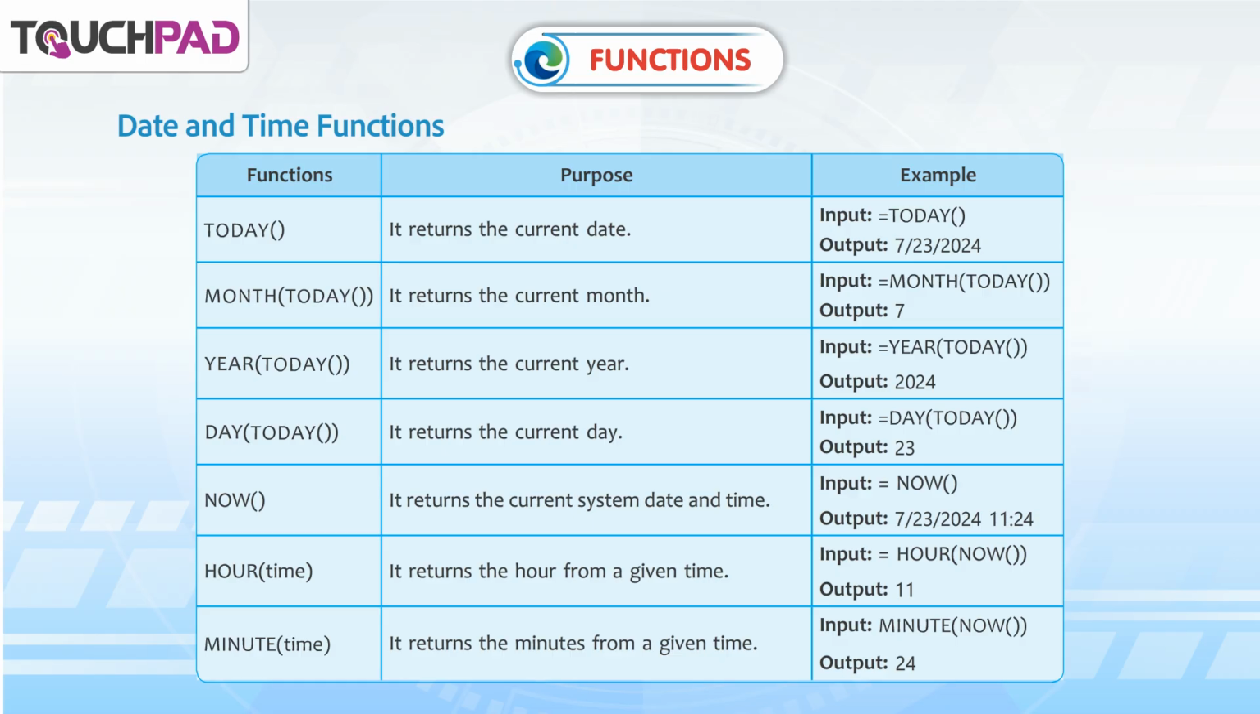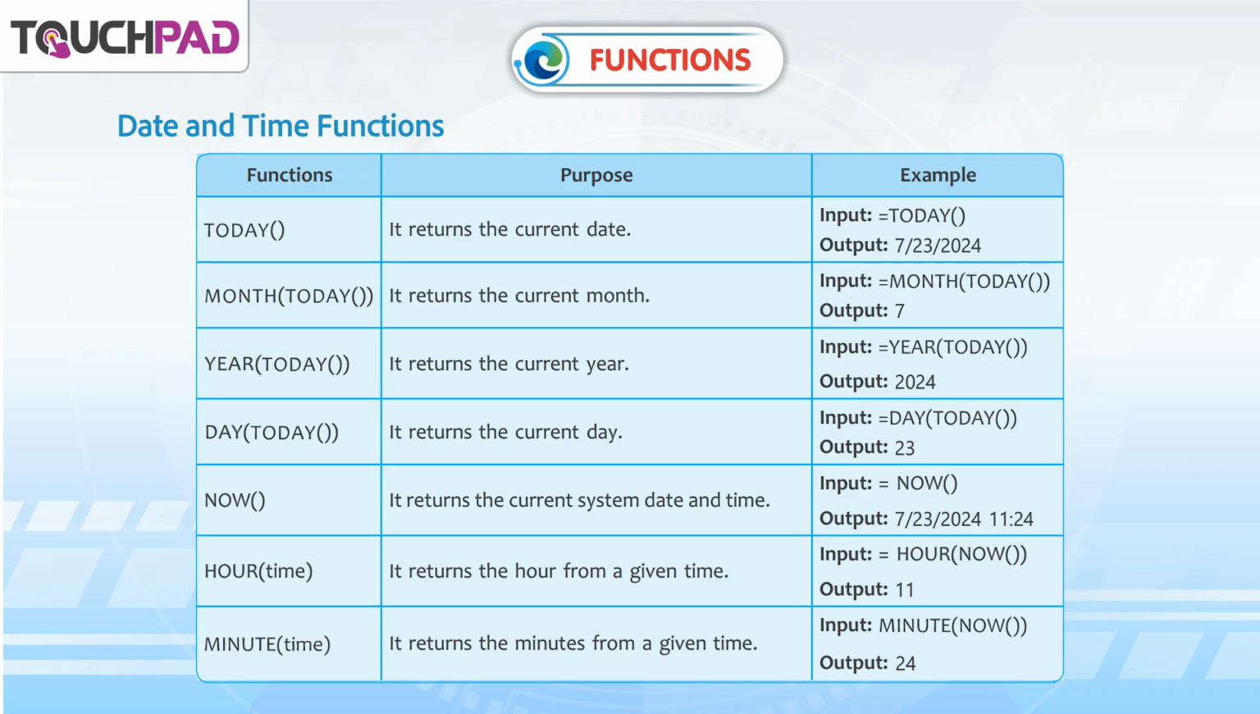Input: =YEAR(TODAY()). Output: 2024. DAY(TODAY()). It returns the current day. Input: =DAY(TODAY()). Output: 23. NOW(). It returns the current system date and time. Input: =NOW(). Output: July 23rd, 2024, 11:24. HOUR(time). It returns the hour for a given time.